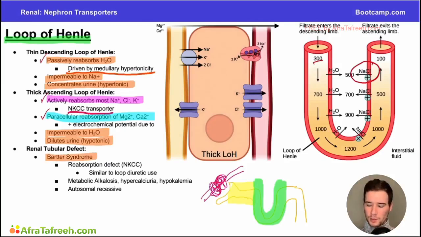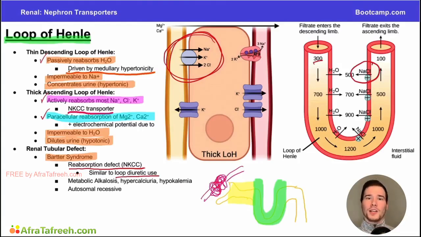So notice Bartter syndrome is a reabsorption defect of the NKCC channel, which we talked about already. It's similar to the use of loop diuretics. So if you haven't seen our pharmacology section, I recommend you check that out to learn about loop diuretics. But essentially the primary mechanism of a loop diuretic, such as furosemide, is to actually inhibit the NKCC channel and thus block our ability to reabsorb the sodium, the potassium, and the chloride in the loop of Henle. This creates a variety of different exam findings, such as metabolic alkalosis, low calcium, and low potassium.